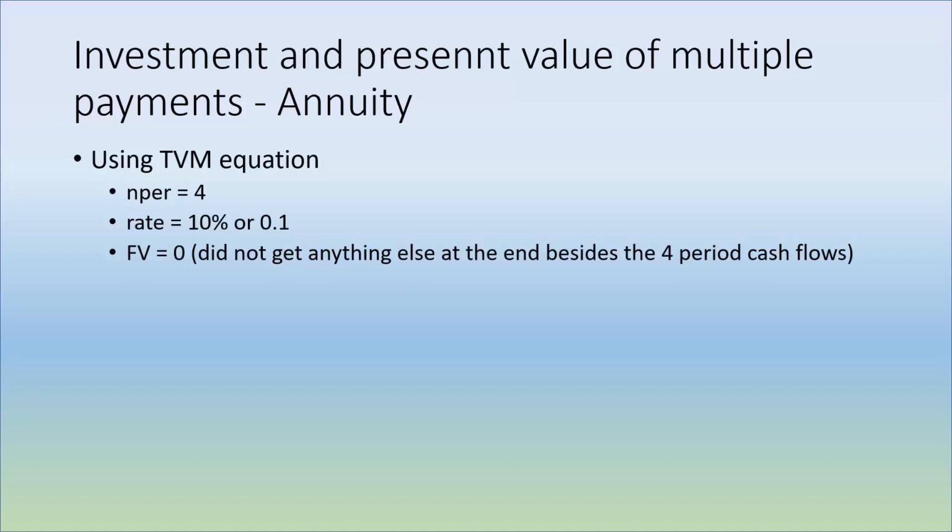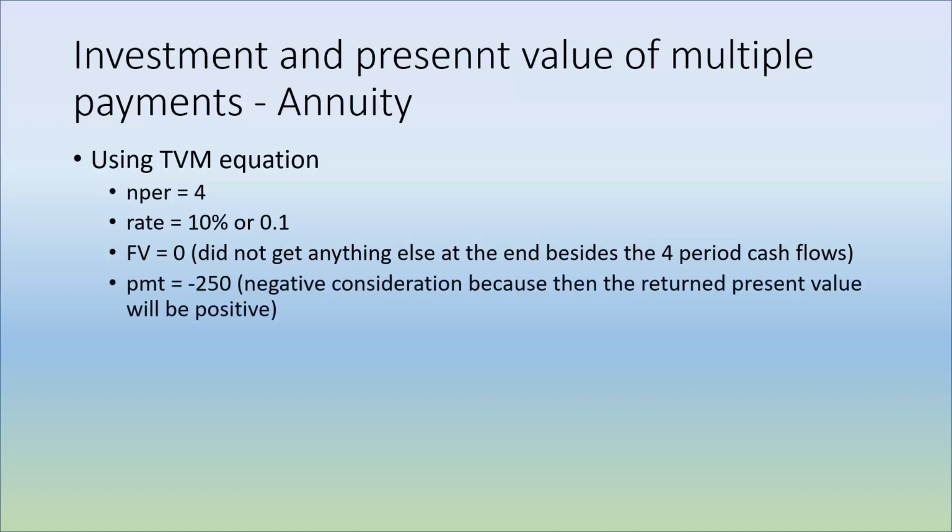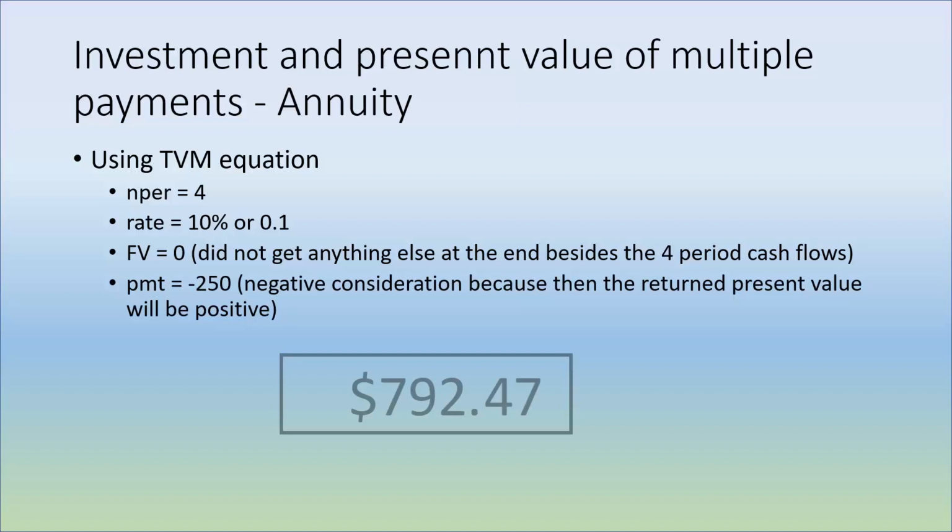There are 4 payments. If on top of that we were to get something else, then that something else would become a future value. And we can illustrate that very easily. The PMTs are the payments, the intermediate payments, and they are all given a negative sign because we want the return, the present value, to be positive. That's all. So the answer is 792.47.